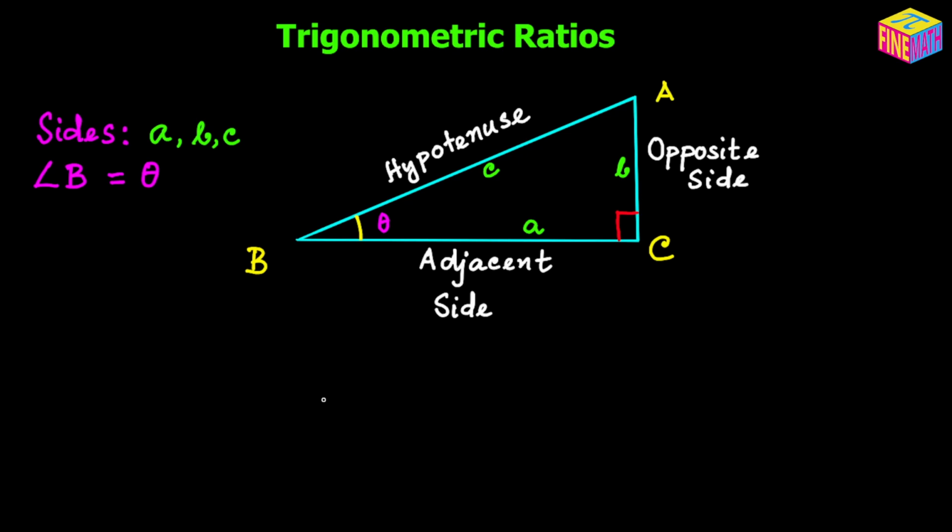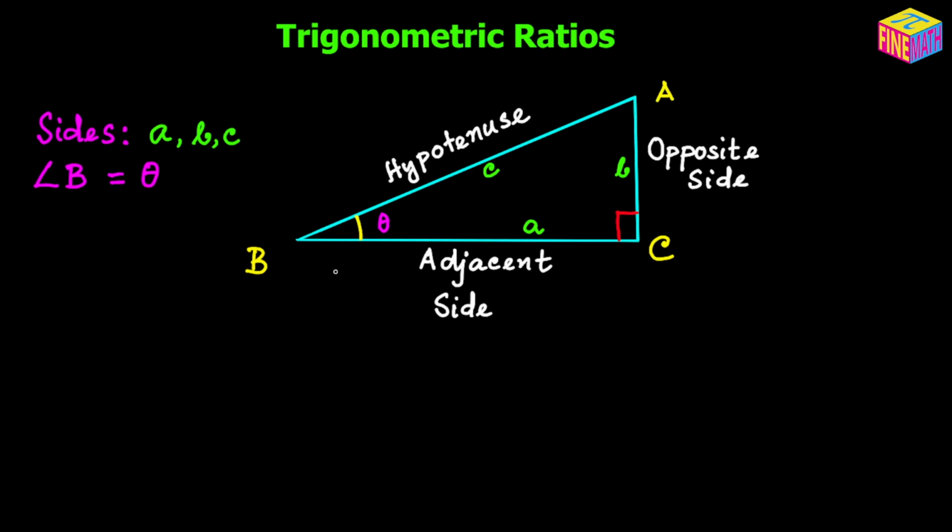Hi everyone, in this video we are going to talk about the trigonometric ratios. A trigonometric ratio is nothing but the ratio of any two sides of a right triangle. In this picture I have drawn a right triangle, triangle ABC. The three vertices are A, B and C, and the opposite sides I have named lowercase a, b and c. c is the hypotenuse of this right triangle, and the right angle is the angle C.